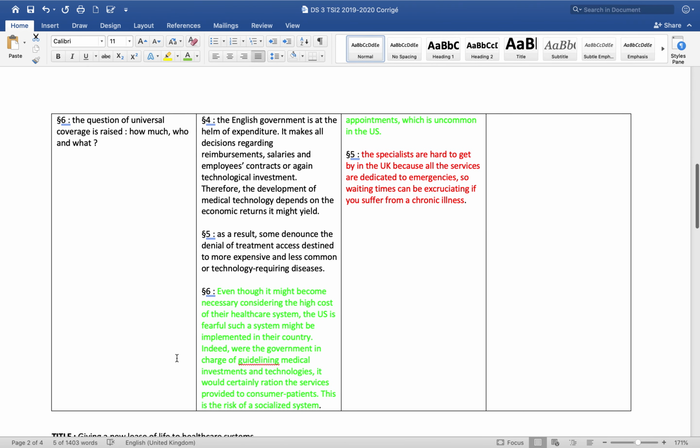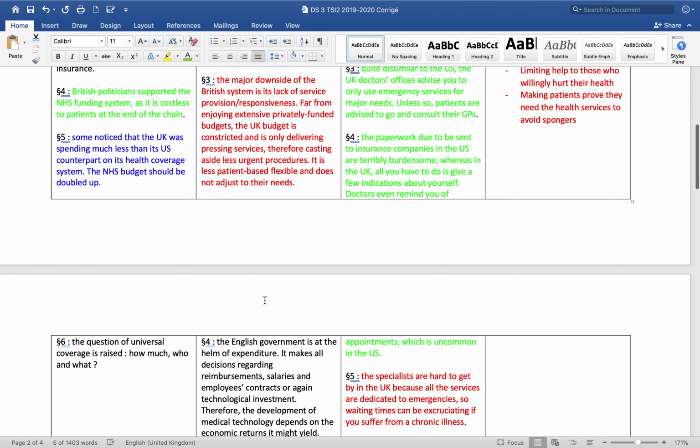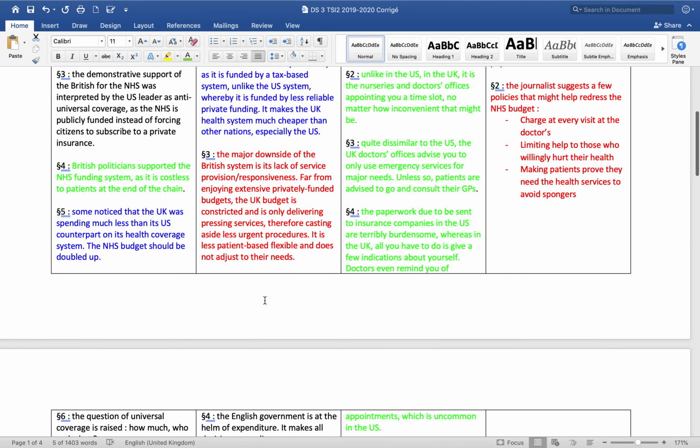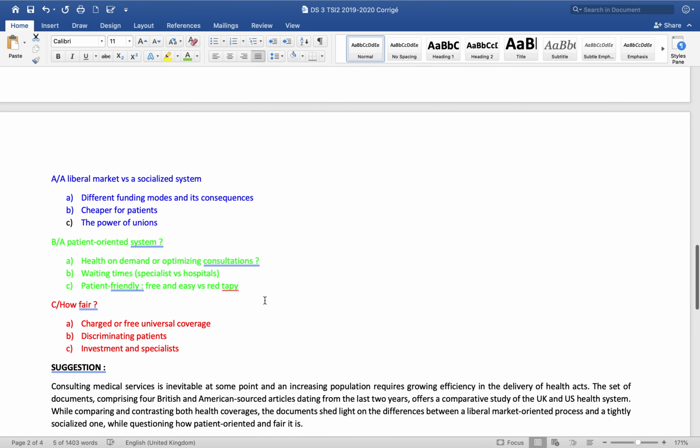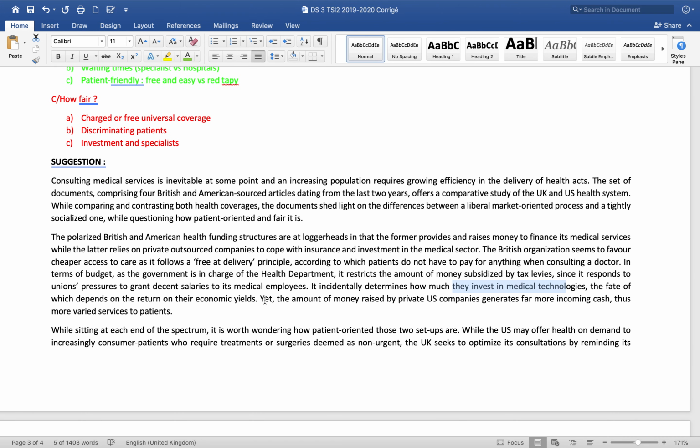So they only invest in things, where was it? I can't remember what it was. So they only dedicate money to the technology, medical technology, that will serve as many people as possible.